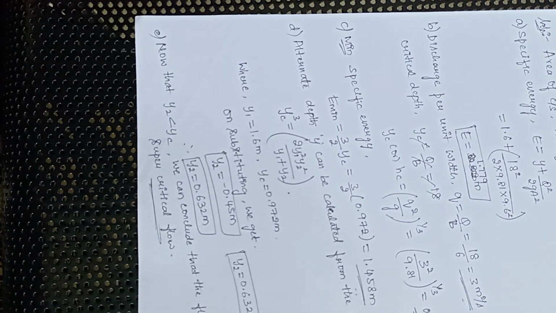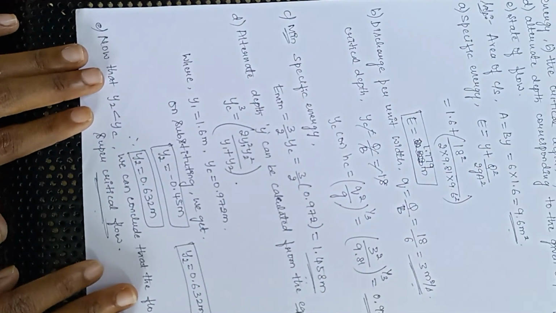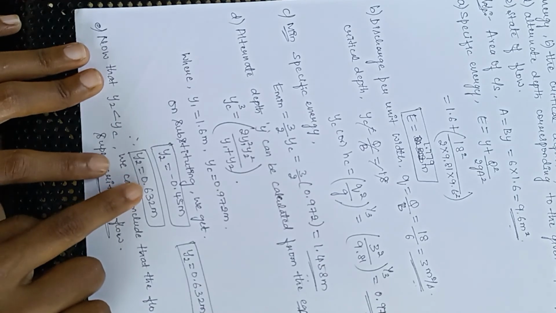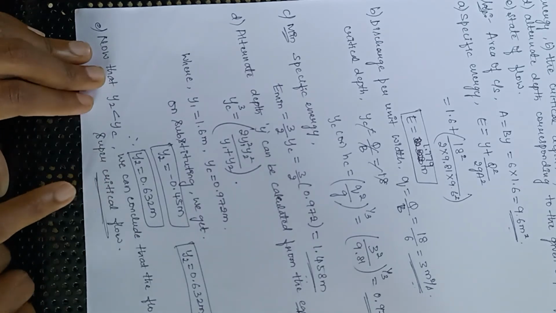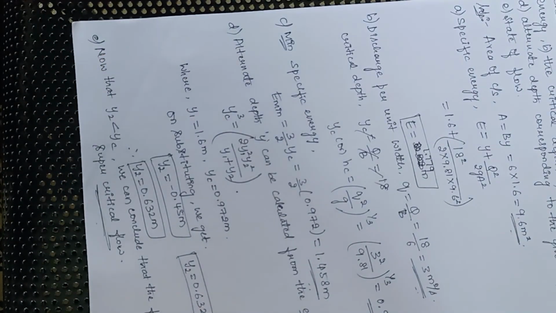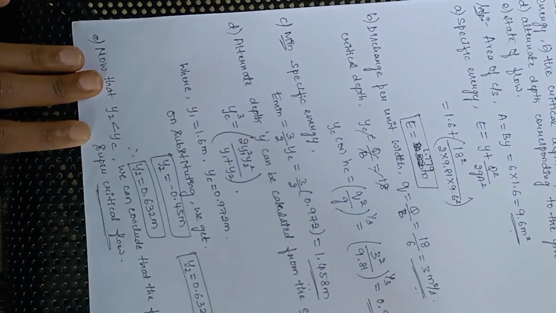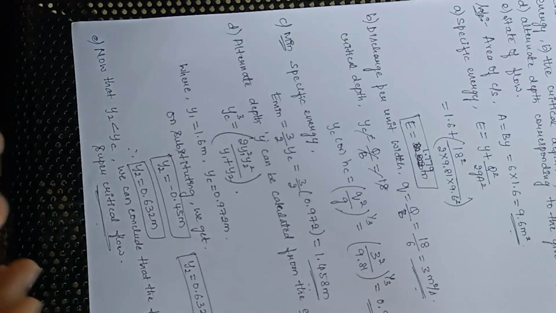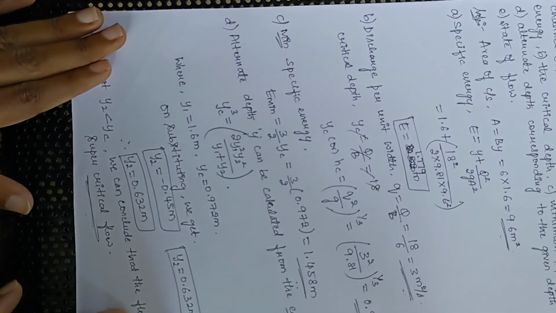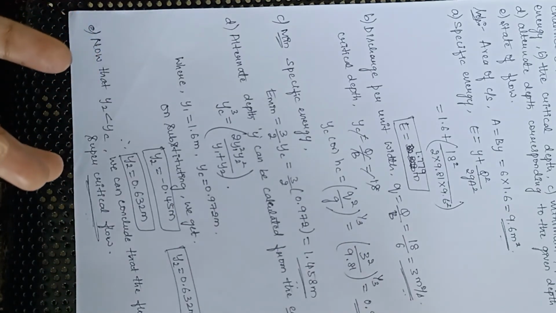Coming to the last case, we need to find the type of flow which is taking place in the channel. To find that, we have to compare our y2 value with the critical depth. If y2 is less than yc, the critical depth, then the flow is said to be supercritical flow. Similarly, if y2 is greater than yc, then the flow is subcritical flow. If y2 is equal to yc, then the flow is critical flow. So in total there are three types of flow in the channel: critical flow, subcritical flow, and supercritical flow.